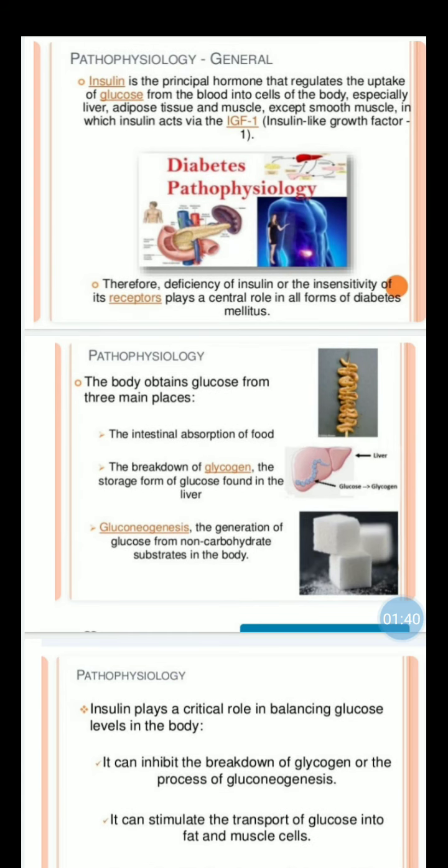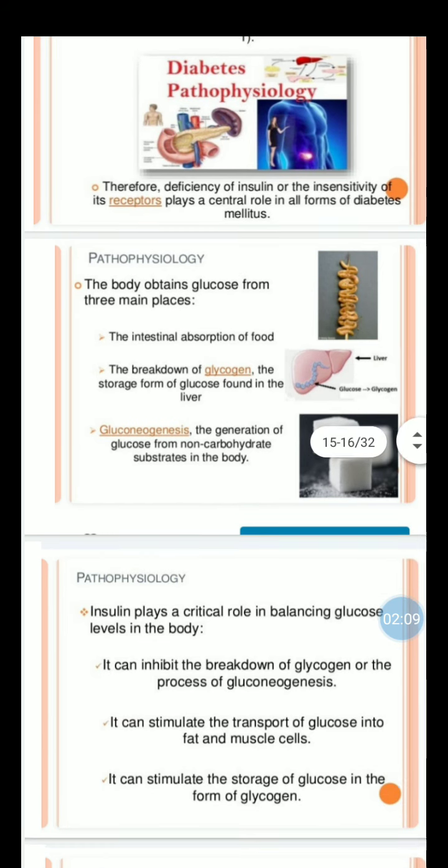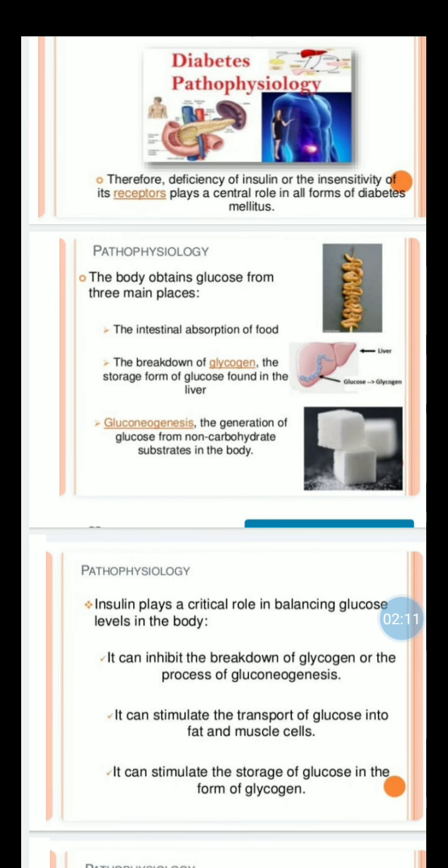Basically, the body obtains glucose from three main sources. First, the intestinal absorption of food. Second, the breakdown of glycogen. What is glycogen? It is a storage form of glucose which is found in the liver. And third, gluconeogenesis, which is the generation of glucose from non-carbohydrate substrates in the body.